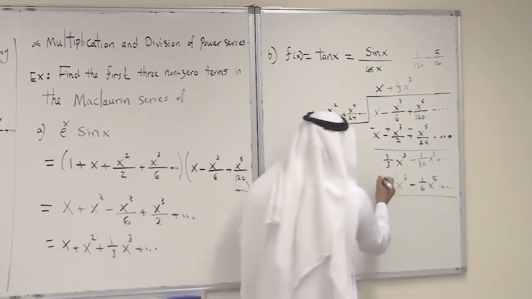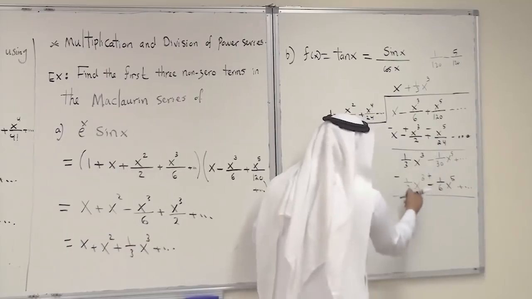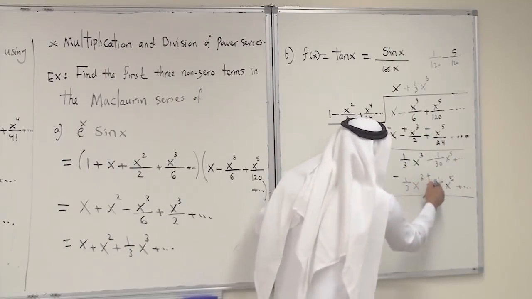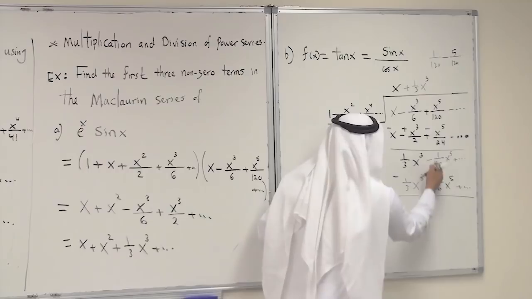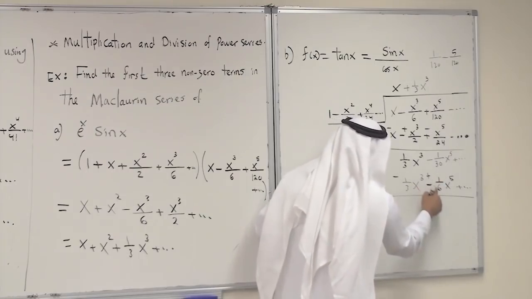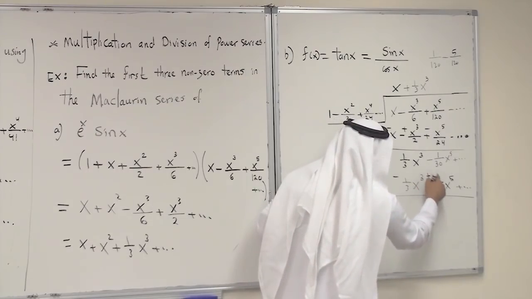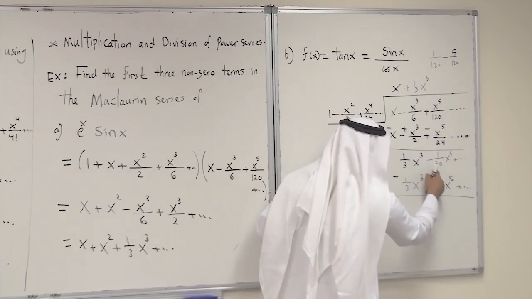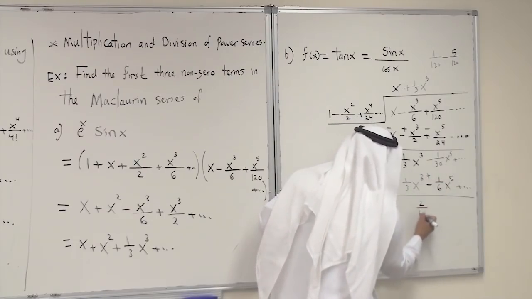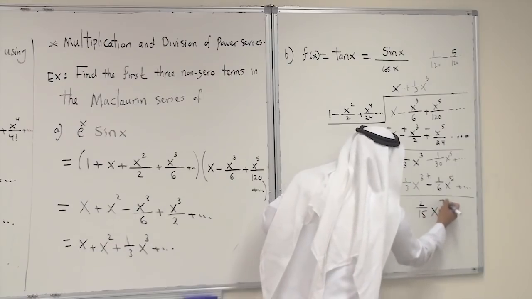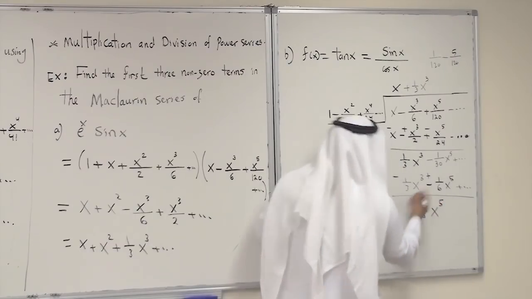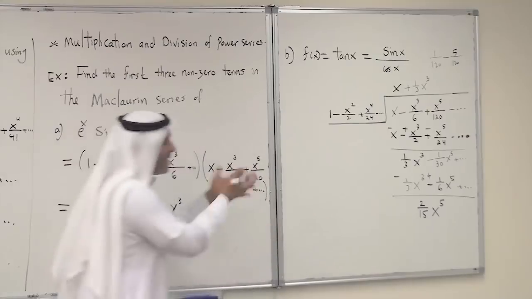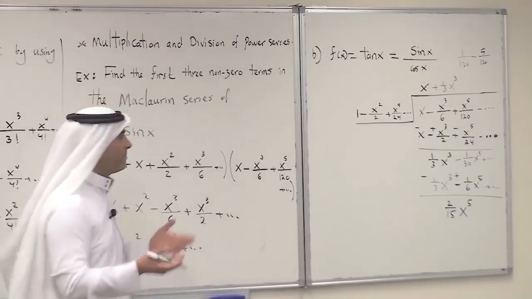Now I switch the signs. This is minus, this is plus, adding, this will be 0. I have 1 over 6 minus 1 over 30. If you multiply by 5, this will be 30, and this is 5. 5 over 30 minus 1 over 30, that is 4 over 30, or 2 over 15, x to the power 5. I'm just doing some algebraic operations here, just adding rational numbers.